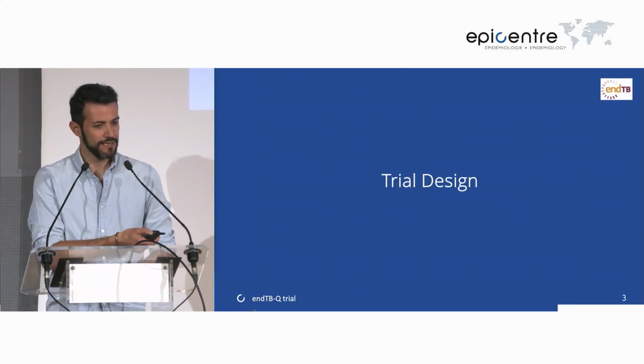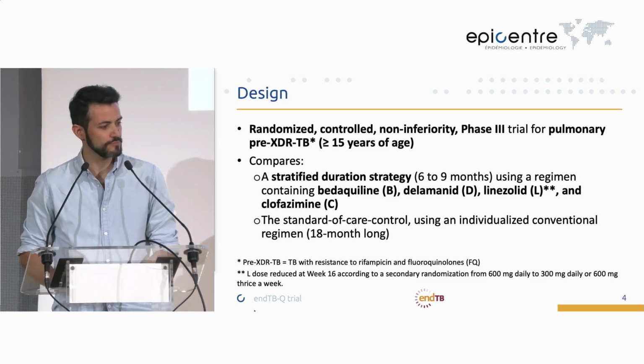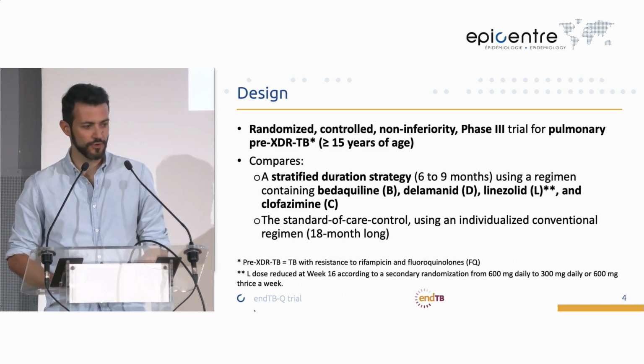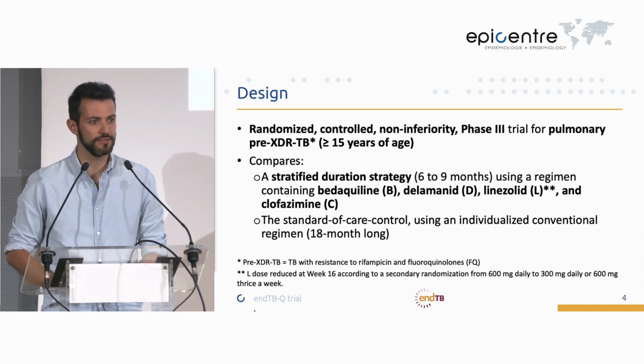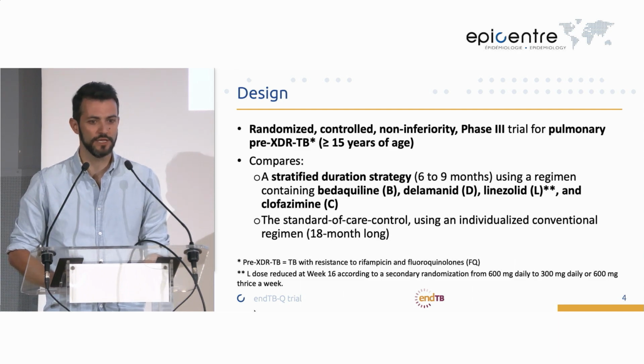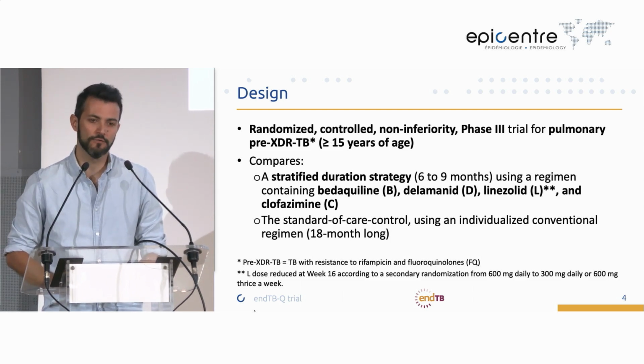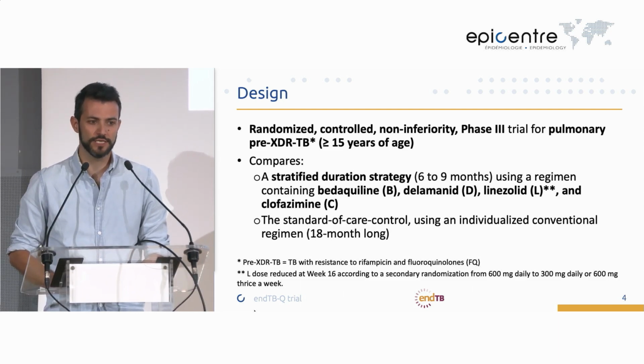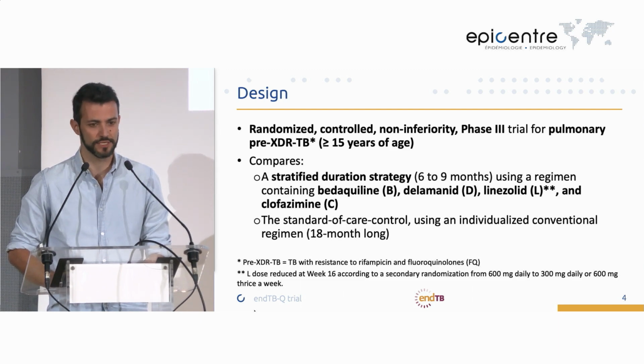And now a few words about the trial design, first of all. So this endTB-Q is a randomized, controlled phase 3 trial looking at patients with pulmonary tuberculosis with pre-XDR-TB, which is pre-extensively drug-resistant TB we defined as the resistance to both the most effective first and second line drugs, namely rifampicin and fluoroquinolones. And we included adults and adolescents of 15 years of age or more. In this trial, we compared a stratified duration strategy of 6 to 9 months. We will see more about that later, using a regimen including 4 drugs, bedaquiline, delamanid, linezolid, and clofazimine. We will refer to that as BDLC in the presentation, to a standard of care control, which was the individualized long regimen of 18 months of duration.